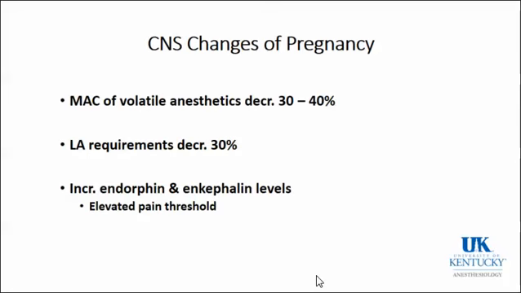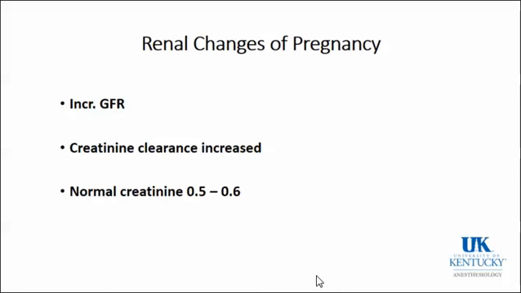In terms of CNS changes, the MAC of volatile anesthetics is decreased by about 30 to 40% in pregnancy. Local anesthetic requirements are also decreased. And in terms of the MAC of volatile anesthetics, the etiology of this seems to be related to things such as the increased endorphin and enkephalin levels, and women actually have been found to have an elevated pain threshold as a result of those increases in endorphin and enkephalin levels.